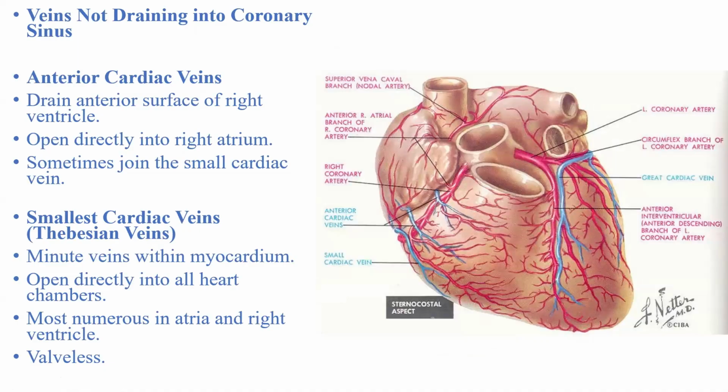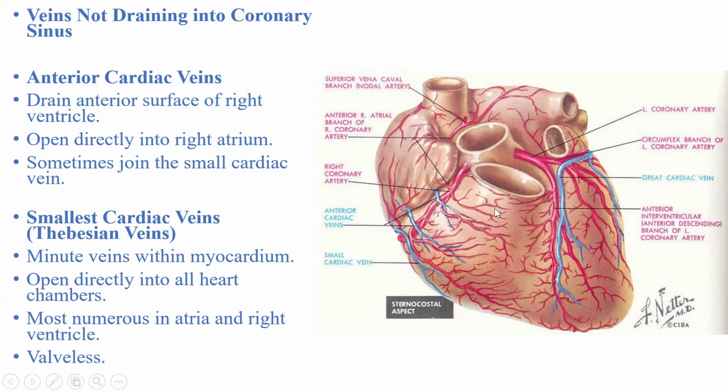Then there are some veins which do not drain into the coronary sinus; rather, they drain directly into the right atrium. These are not tributaries of the coronary sinus. One of them is the anterior cardiac veins. You can see the anterior cardiac veins here, they cross the coronary sulcus. They drain the anterior surface of the right ventricle and open directly into the right atrium. Sometimes they join the small cardiac vein. This is the small cardiac vein.